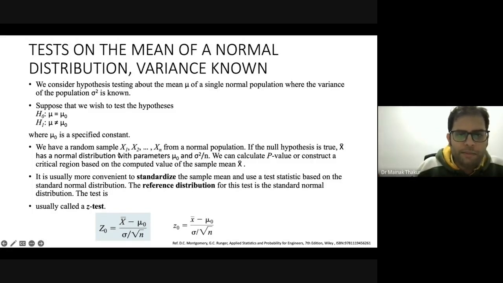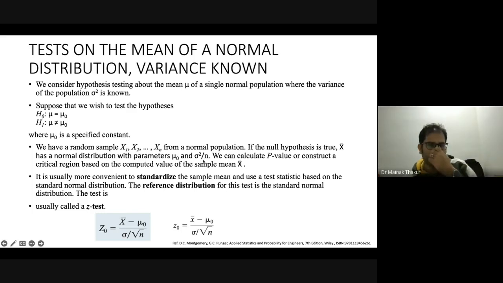Now we have a random sample x1, x2 to xn from a normal population. Now, if the null hypothesis is true, this is very important, that means the mean is mu naught. Then x bar has a normal distribution with parameters mu naught and sigma square by n. If the sample is coming from normal mu, sigma square, x bar will have a normal distribution with mean mu and variance sigma square by n, as we have seen. Here we are considering the null hypothesis is true, so mu is mu naught. So x bar will have a normal distribution with mean mu naught and variance sigma square by n.